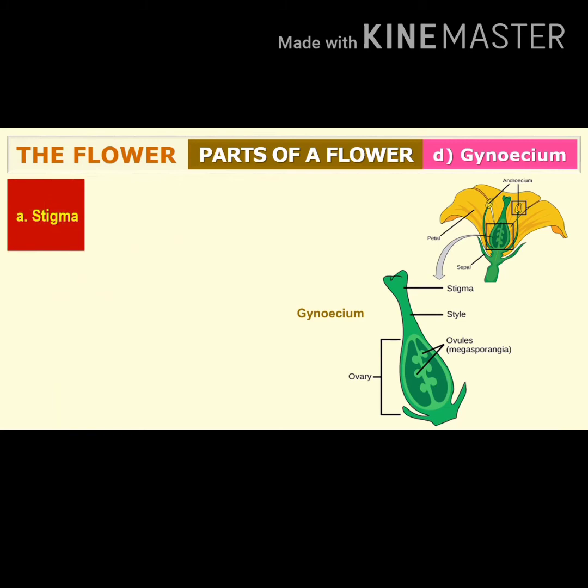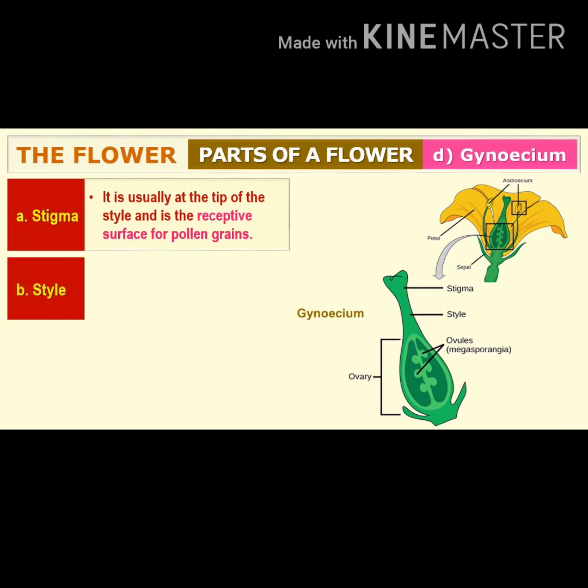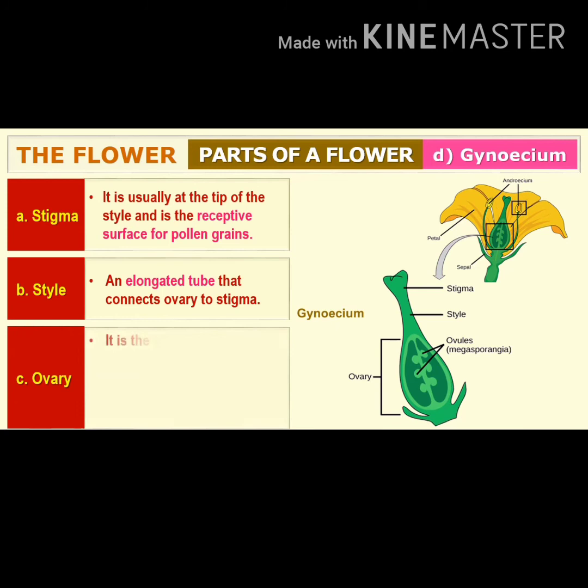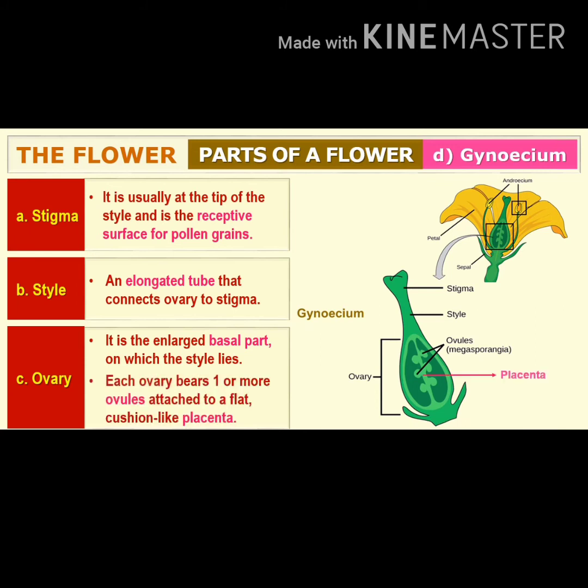First of all, we can study stigma. Stigma is usually present at the tip of the style and is the receptive surface for pollen grains. Then comes style. Style is an elongated tube that connects the ovary to the stigma. Then what do you mean by ovary? It is the enlarged basal part on which the style lies. Each ovary bears one or more ovules attached to a flat cushion-like structure called a placenta.